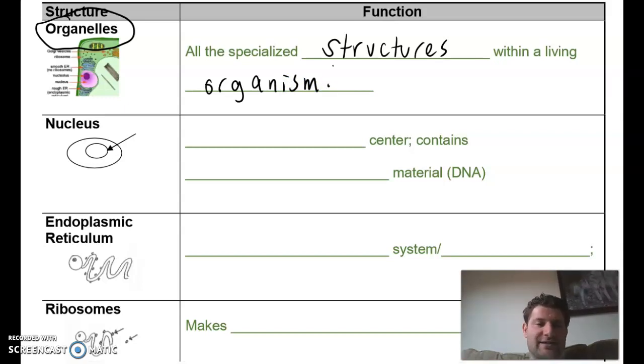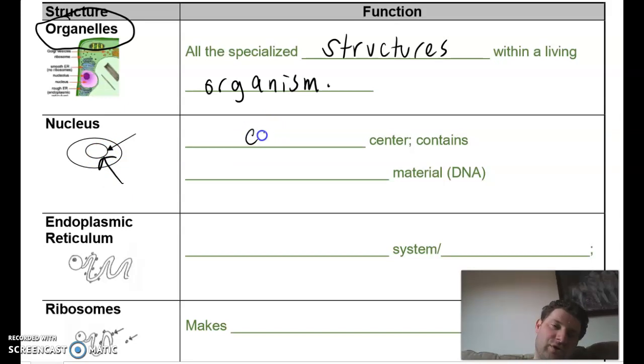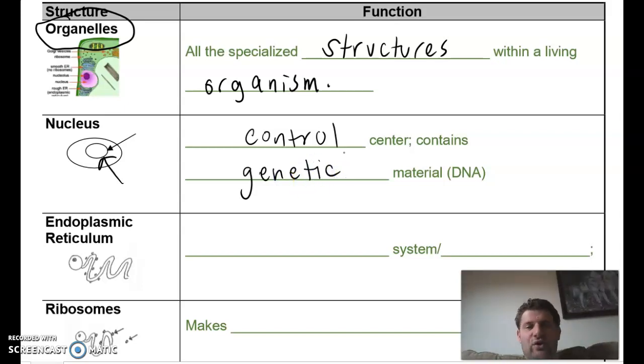Also, we have the nucleus. The nucleus is in the center of the cell. You can see right there. It is the control center. Think of it almost like the brain, and it contains the genetic material. So you are writing that in, okay? If you don't have a stylus, you can write that in Microsoft Word. You could type them out and send me the answers. That's fine as well.